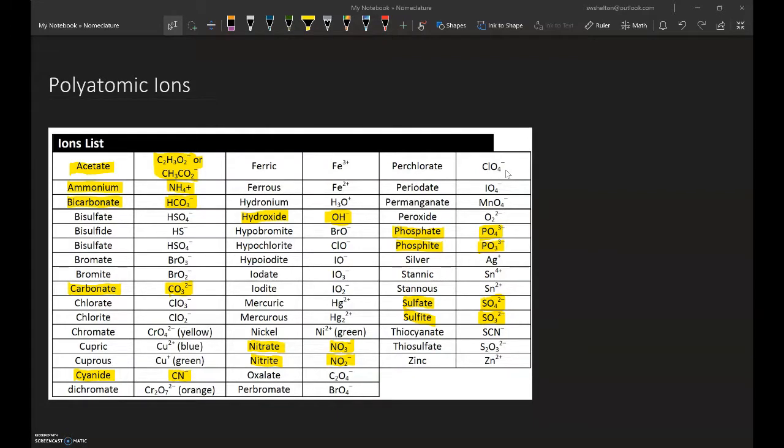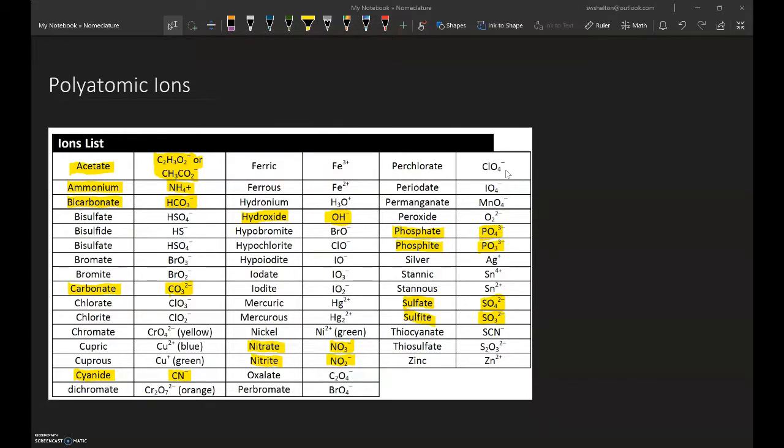Now, what you're observing is a table of a whole different number of ions that can be found, and I've highlighted some of the major ones that you'll be using in your general chemistry courses. And so the first one is acetate, and acetate has two different formulas. That can be C2H3O2 -1 charge, or CH3CO2 -1 charge. Now, acetate can also be found in acetic acid, just a little FYI. So that's where acetic acid gets its name, from the polyatomic ion acetate.